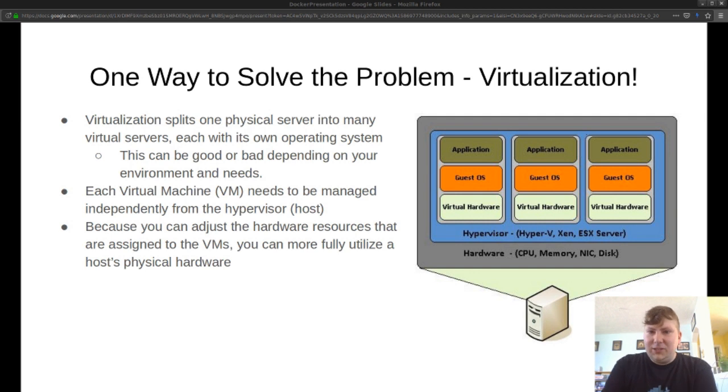So how can we solve this problem? There's a couple of different ways, and one of them is virtualization. Virtualization is the process of splitting one physical server into many virtual servers, each with its own independent operating system. This is super cool if you want to do something like, say, run a Linux virtual machine on your Windows desktop, or if you need to run Windows on your MacBook and you don't want to do that whole Boot Camp thing.